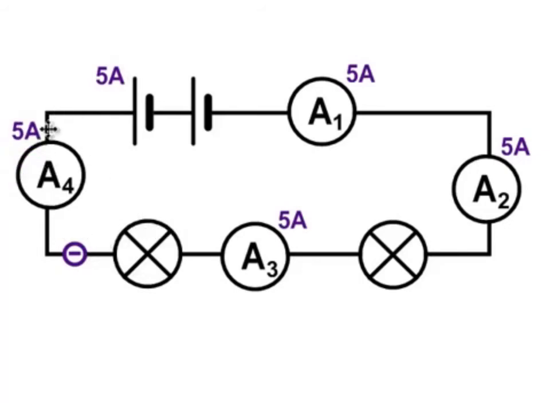The current is the same everywhere in a series circuit because the electrons have no choice. They have to flow through each part of the circuit, and none of the electrons get to escape. So they all flow through every single part of the circuit, just the same. So the current is the same everywhere in a series circuit.